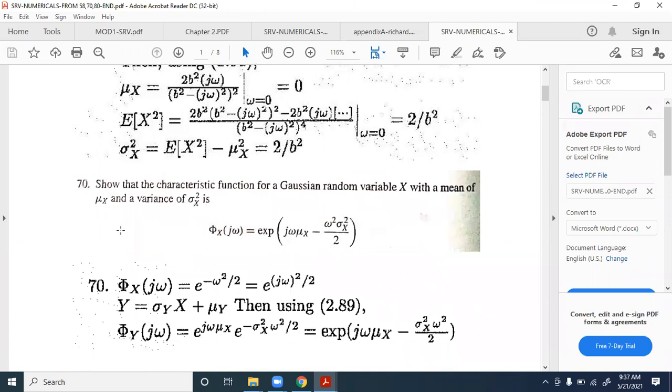So problem number 70 is this: show that the characteristic function for a Gaussian random variable x with a mean mu x and a variance sigma x is this value. Whenever we write the characteristic function, it is the expectation of e to the power of j omega times the particular variable, x or y. So here, for x, this is nothing but the expectation of e to the power of j omega x.